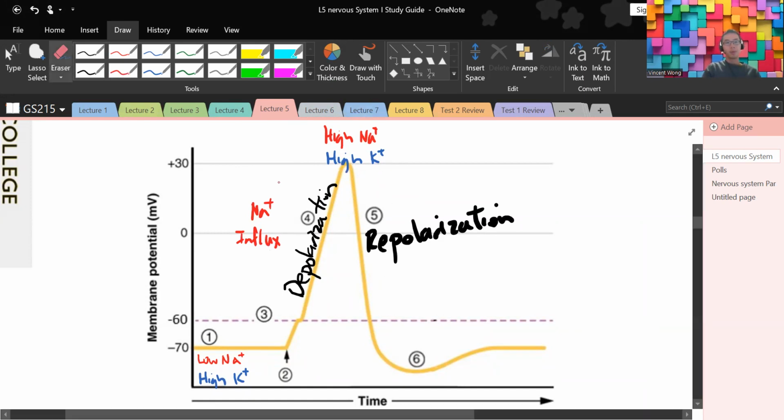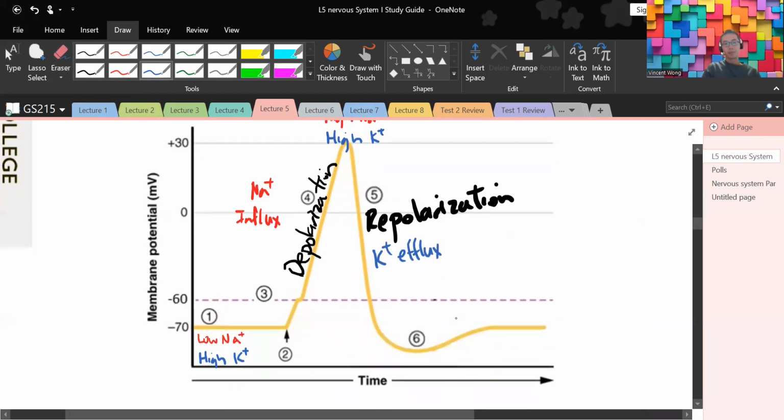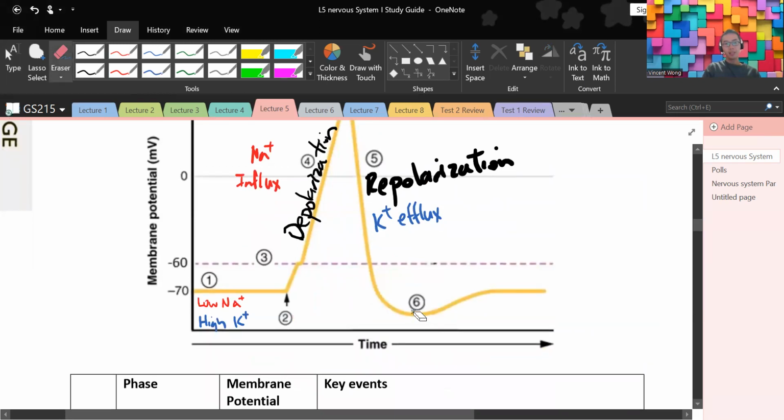Okay. And then repolarization, that is the potassium efflux. Okay, and at the very bottom here, right? What about the sodium now? Is the sodium high or low at this point? Yeah, sodium is high, right? Because they all came in, but they didn't really leave yet. So that's high sodium. And all the potassium left. Well, not all of it, but like a lot of them left. So we have low potassium.